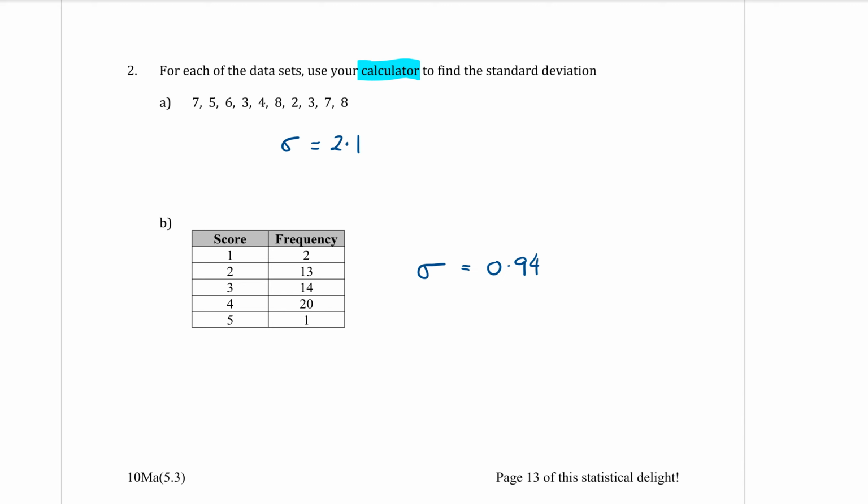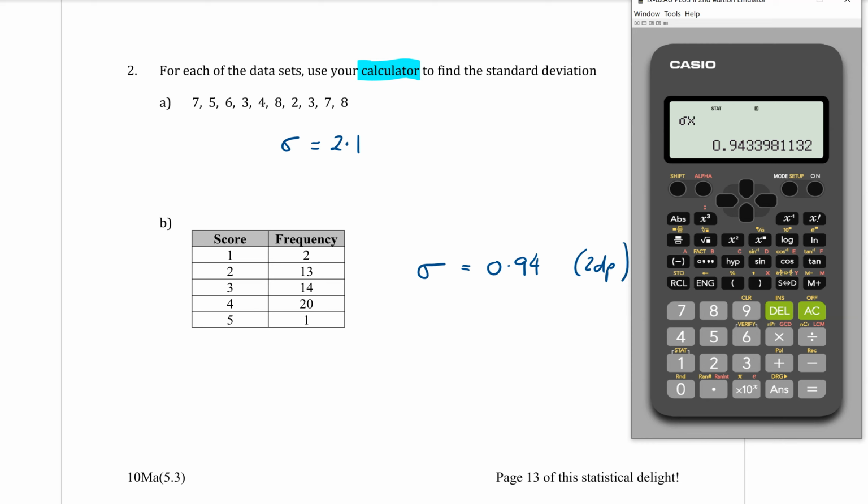Okay, so remember that you can also get mean out of there if you want to. So we can go Shift 1, press 4, and press 2 if we wanted the mean. So that would be 3.1 for that question.